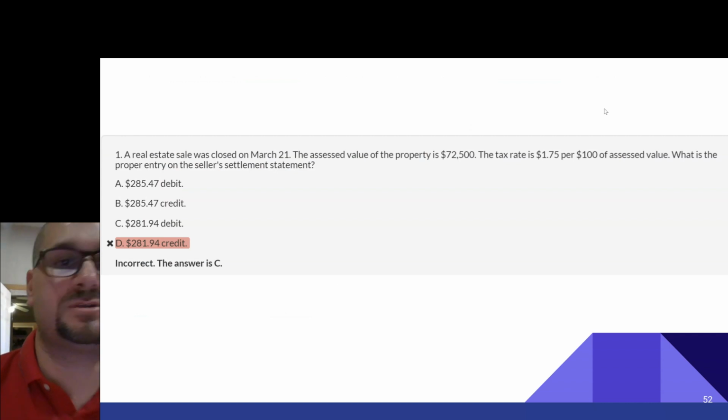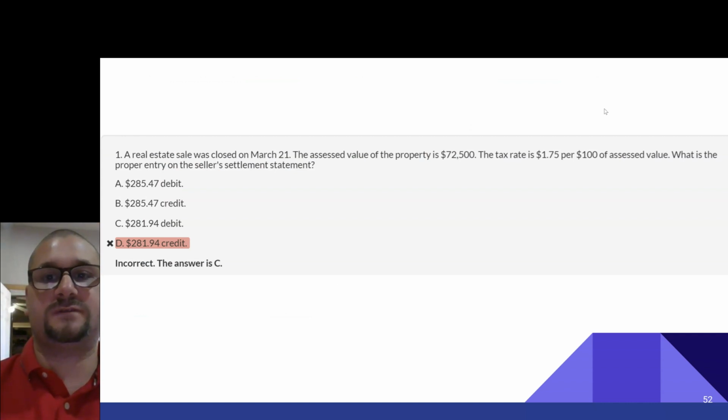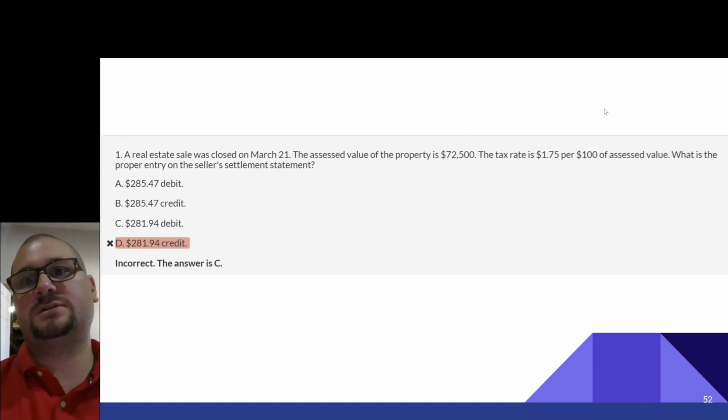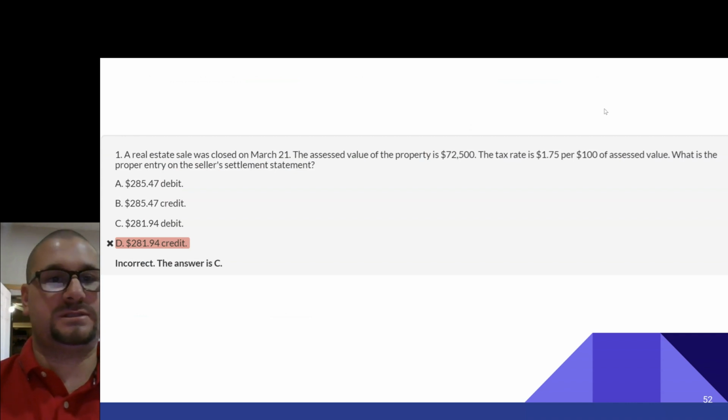Real estate sale was closed on March 21st. The assessed value of the property is $72,500. The tax rate is $1.75 per $100 of assessed value. What is the proper entry on the seller's settlement statement? Answer is C, 281.94.